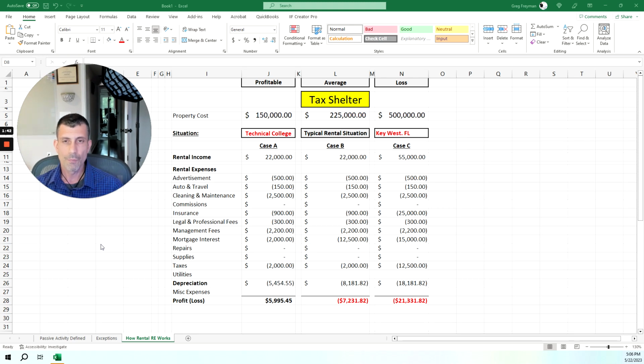Let's talk about what rental real estate is and why it is so important. Why is it so unique? Why is it treated differently? But in order for us to dive into that, we first want to talk a little bit about how it's reported in terms of your tax forms.